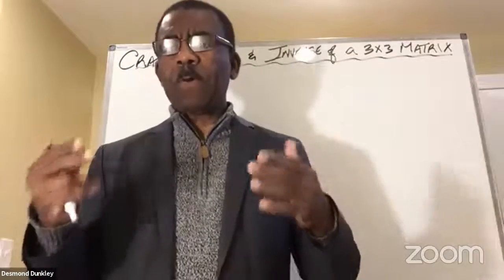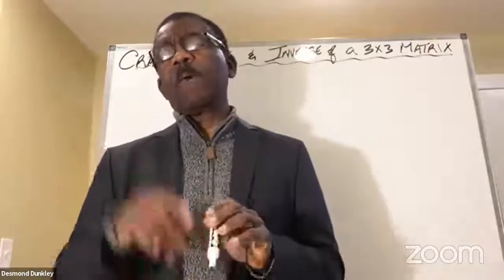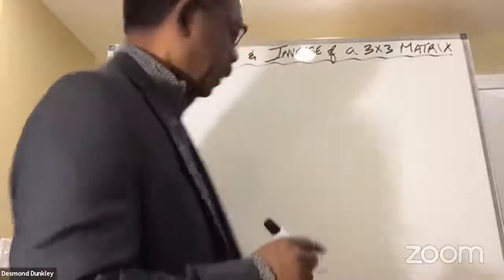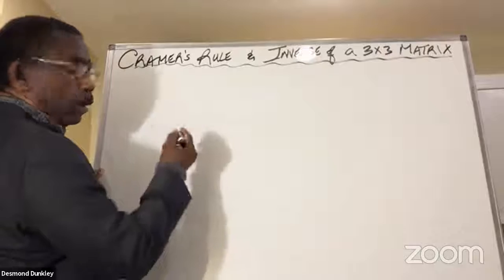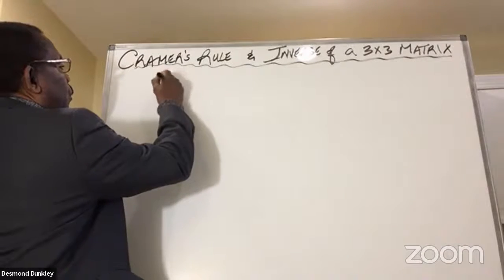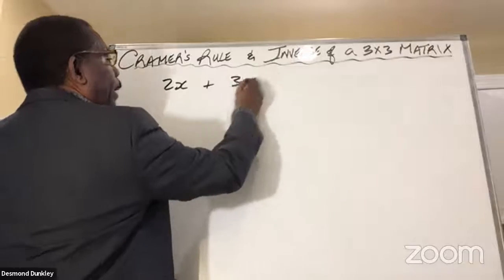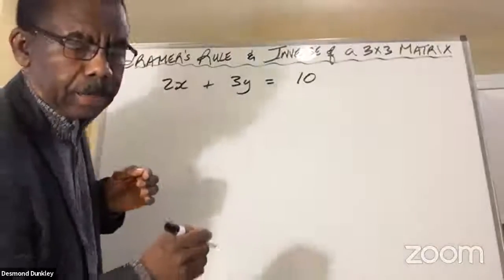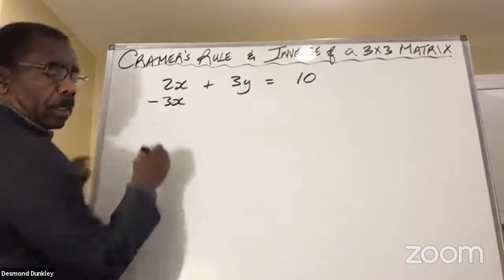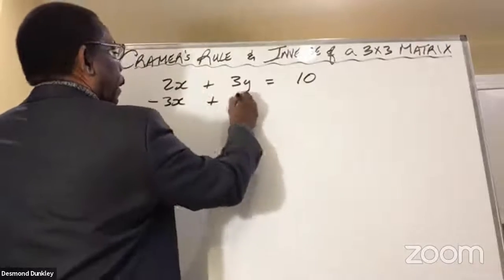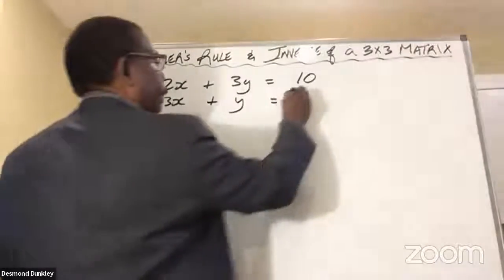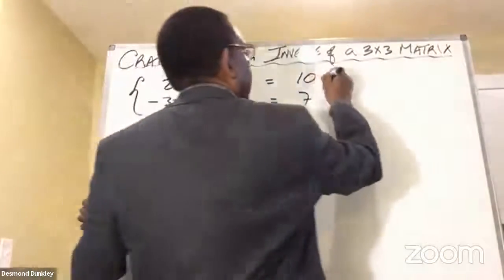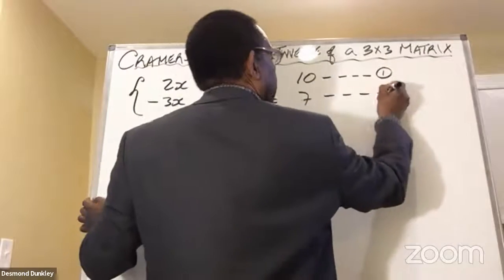We're going to solve it so we know what the answers should be. Then we're going to use Cramer's rule and hopefully we'll get the same answer. Okay? So let's go. It says here 2x plus 3y equal to 10 and negative 3x plus y equal to 7. So this is equation 1. This is equation 2.